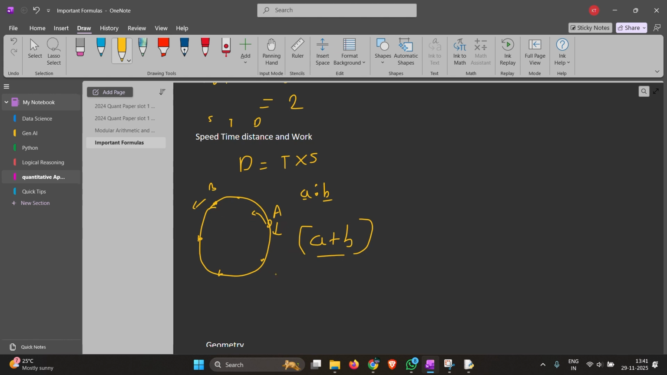So they will cross their paths at this many different spots, or you can call it this many different times. And if they are running in the same direction, it would be mod of A minus B. So this is a formula that you might want to remember.